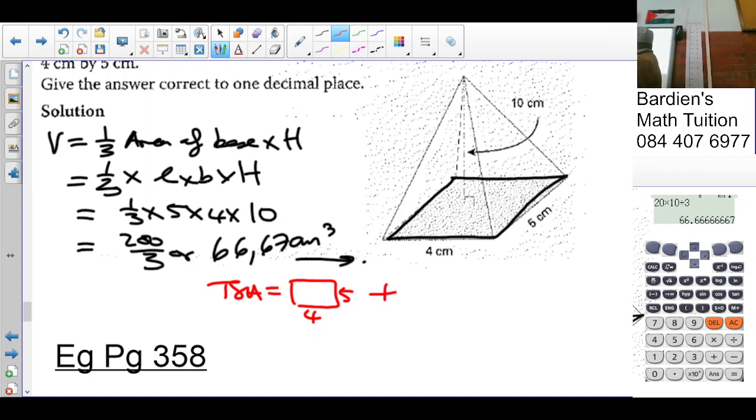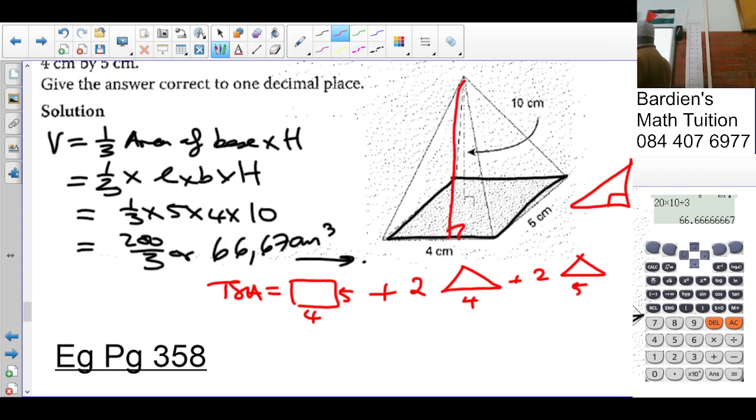Plus, how many faces does the pyramid have? 4 triangular faces and the rectangle. So it's going to be 2 triangles with a base of 4 plus 2 triangles with a base of 5. Okay? So now if you look at the triangle from that side, this is the slanted height here. That's going to give you 4, that height is going to give you 10.